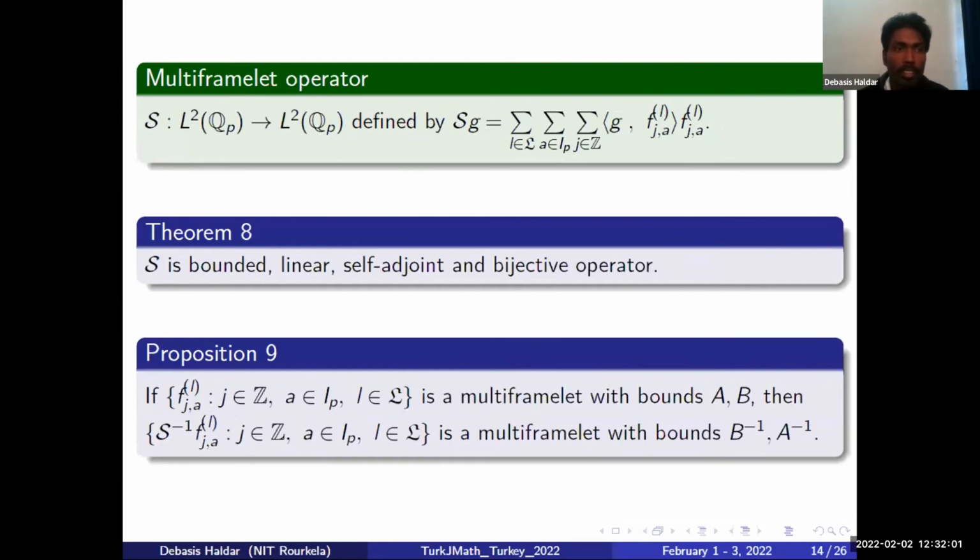The multiframelet operator S is defined by this sum. So this multiframelet operator S is a bounded, linear, self-adjoint, and bijective operator. So if this affine system is a multiframelet with bound A, B, then the inverse of this multiframelet operator applied on this affine system is a multiframelet with bound B inverse, A inverse.